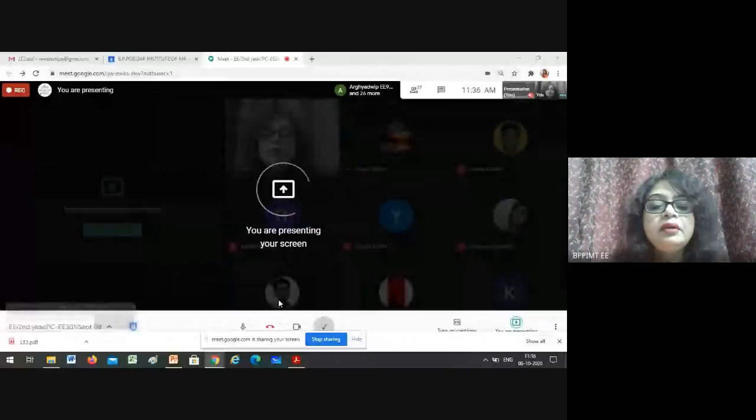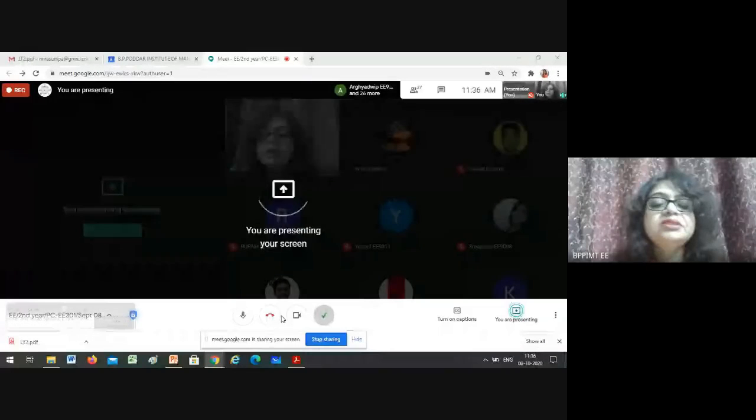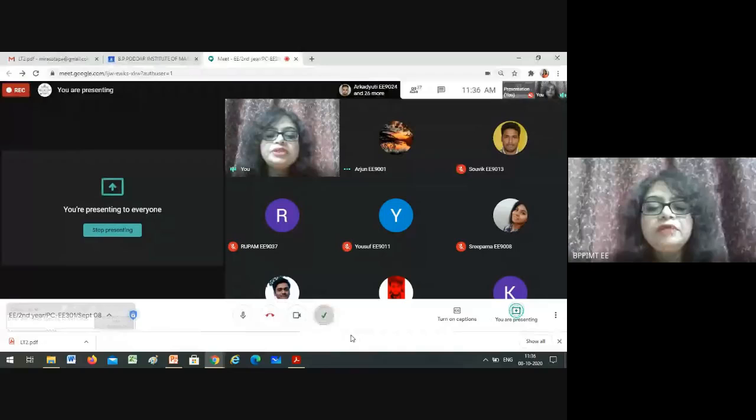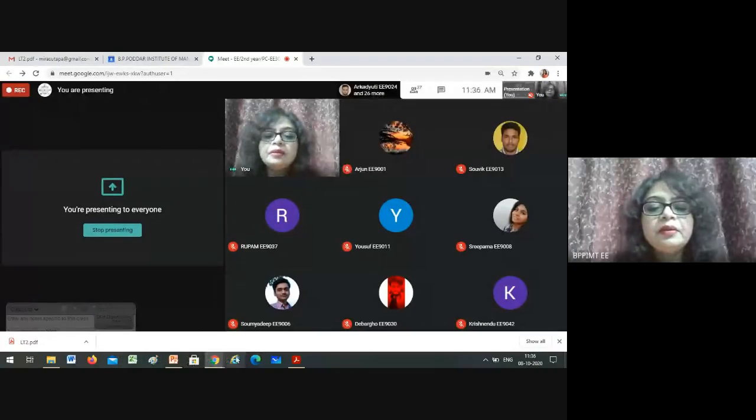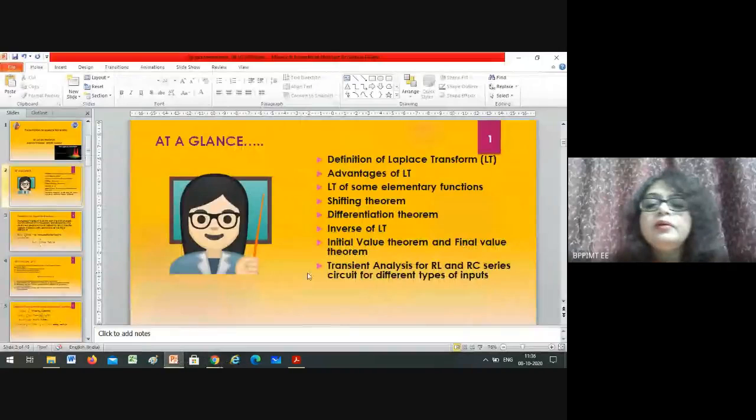We have started Laplace Transform. Already we have discussed the definition of Laplace Transform, advantages of Laplace Transform, shifting theorem, differentiation theorem, Laplace Transform of different preliminary functions, inverse of Laplace Transform, initial value theorem, and final value theorem.